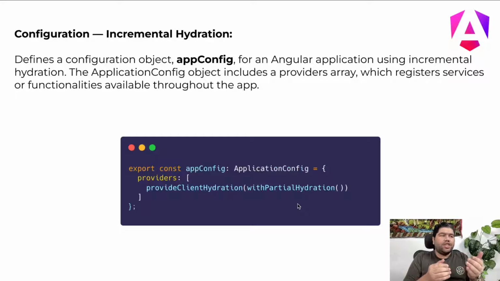Incremental hydration, as I showed. In the latest Angular versions, you need to update your app config file. In your app config file, you go to the providers array and pass provideClientHydration. With that, withIncrementalHydration is added as a parameter to that function. That defines your configuration object, and for an Angular application using incremental hydration, that object includes a providers array, which registers the services or functionalities available throughout the application related to incremental hydration.